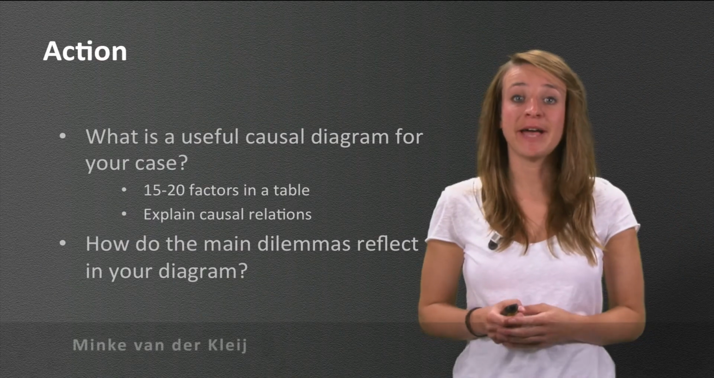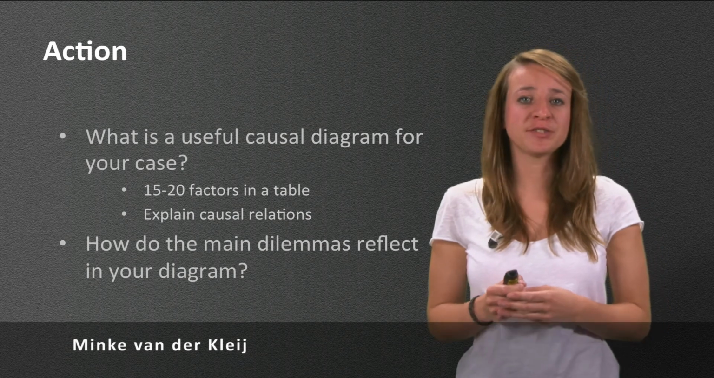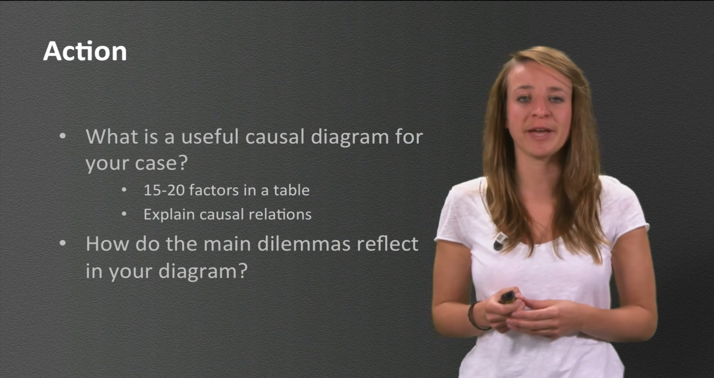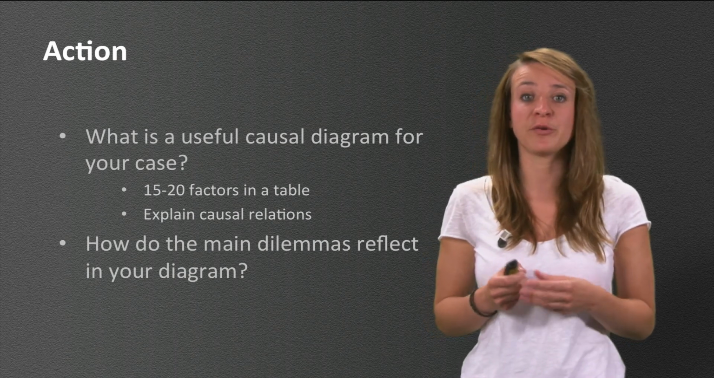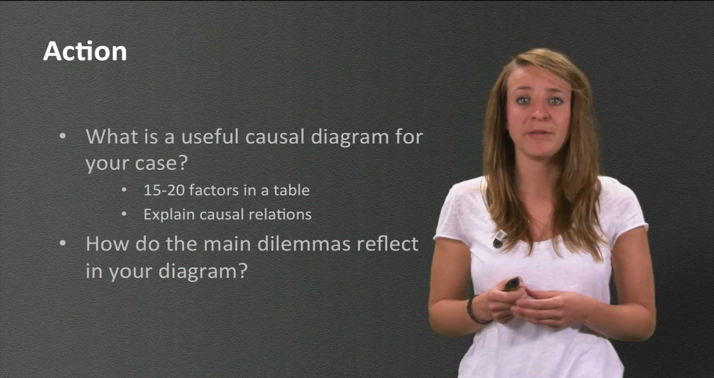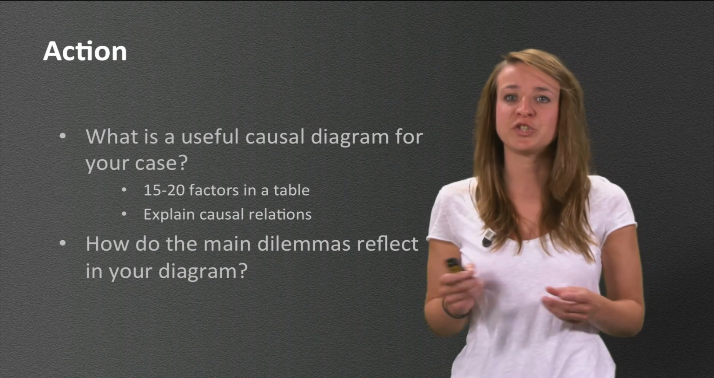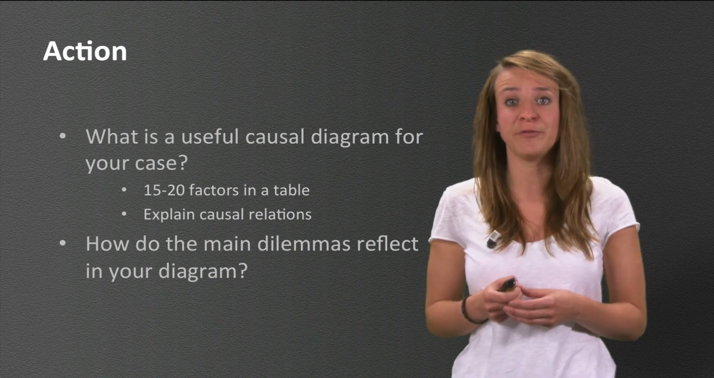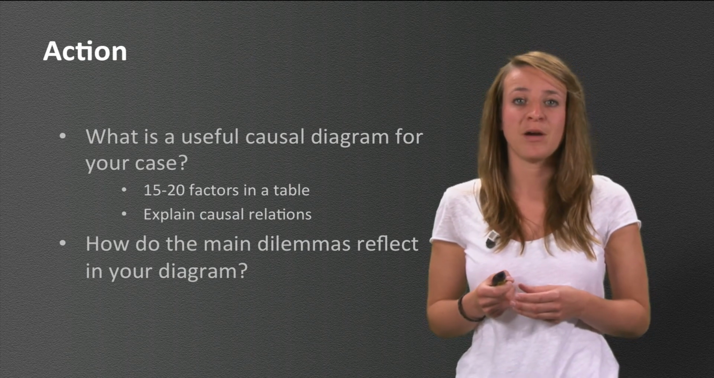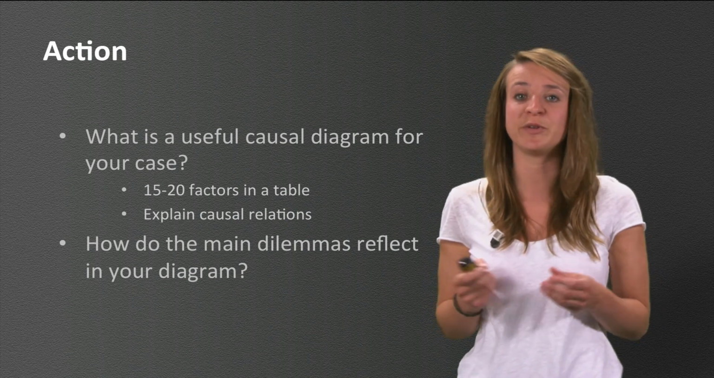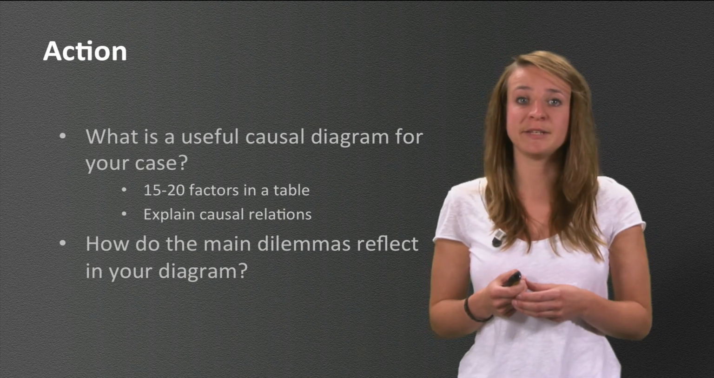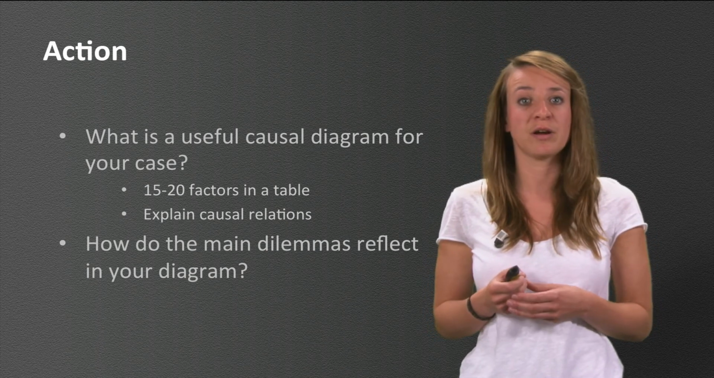Now, let's move to your own case. First, study section 2.4 from your book. After that, create a proper causal diagram for your case. Start by identifying the factors that are relevant for the problem situation. List around 15 to 20 factors in a table and assign units to every factor. Show in your causal diagram how these factors influence each other. Provide an explanation for causal loops in your diagram. Also provide an explanation for those relations between factors that are not immediately obvious. How are the main dilemmas in the problem statement of your actors reflected in your causal diagram?